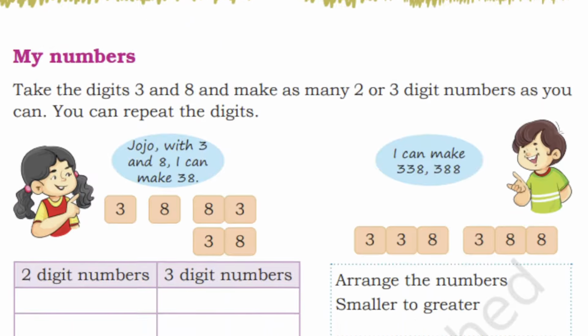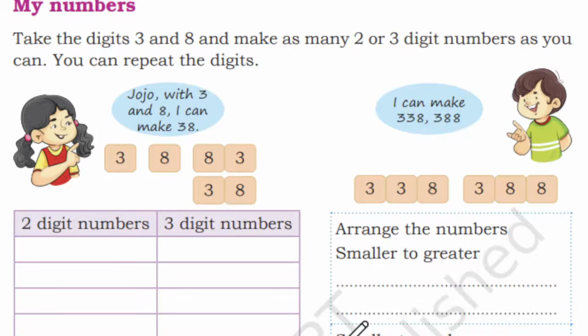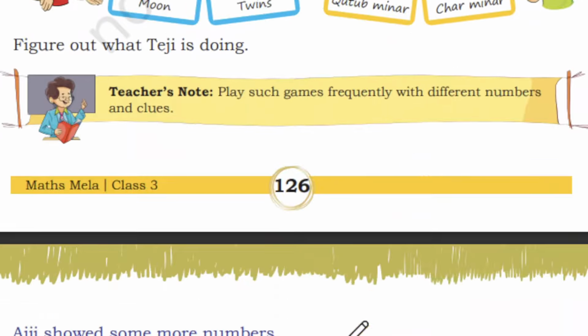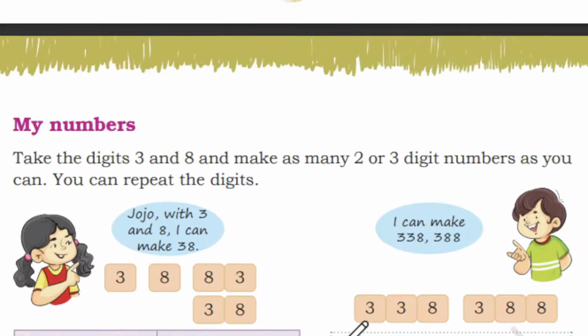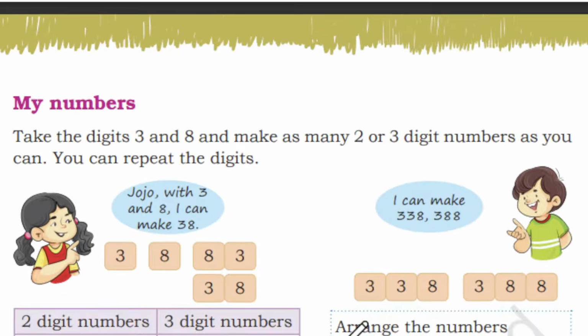So next one, I think this is the last one. The next pages are not your exam questions, students, but this one is your exam question. Take the digits 3 and 8 and make as many 2 or 3 digit numbers as you can. You can repeat the digit.